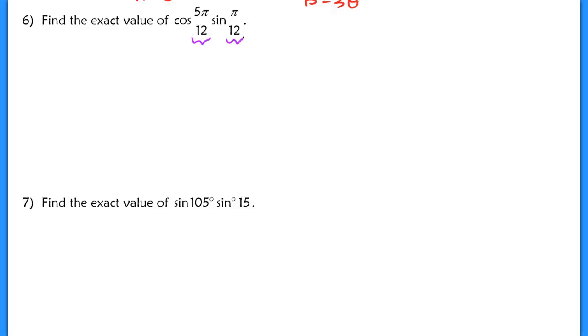using A plus B and A minus B, because if you look at this, if I take the sum of those two things, I end up with pi over 2. And if I take the difference here, I end up with 4/12 pi or pi over 3. So those are both values that I do know the cosine and sine values for. So I'm going to change that into a sum or a difference. Now let's talk about how to figure out which one it is.